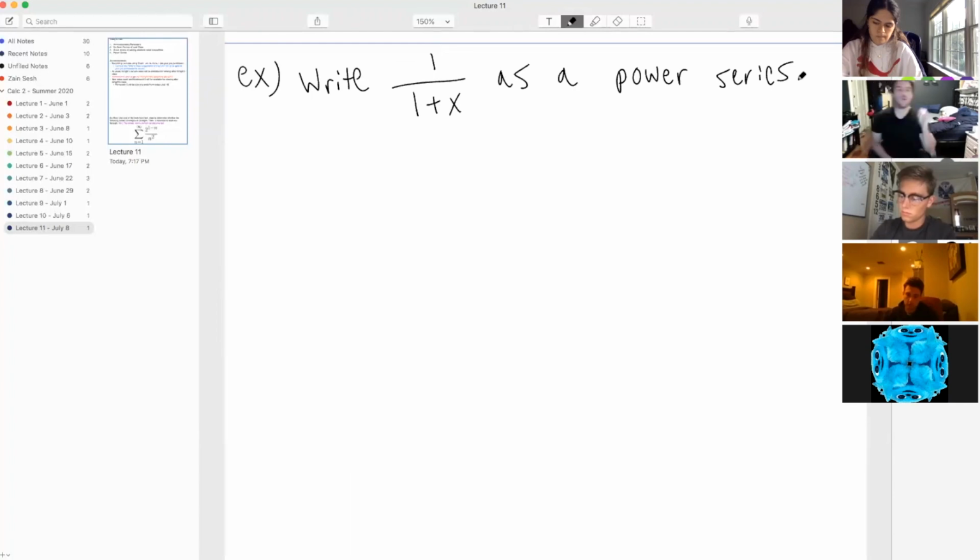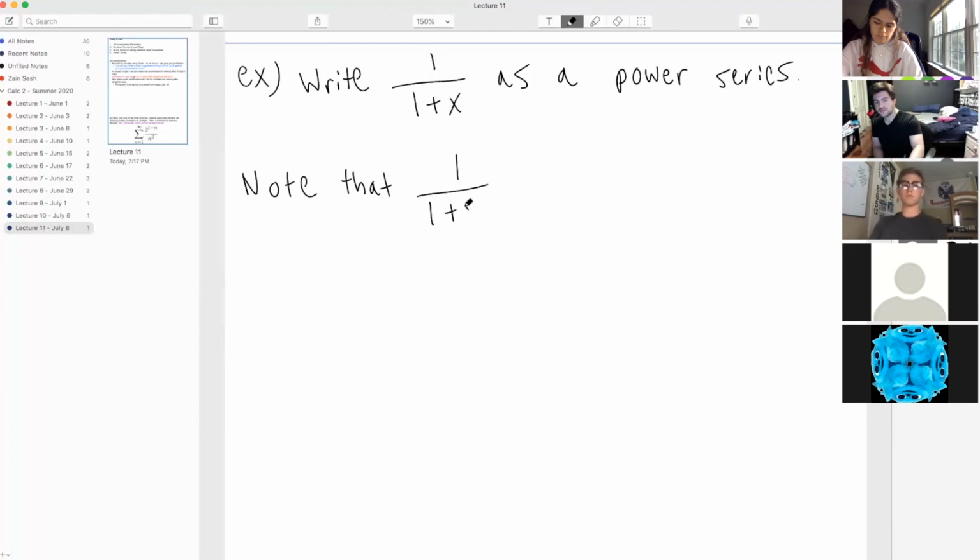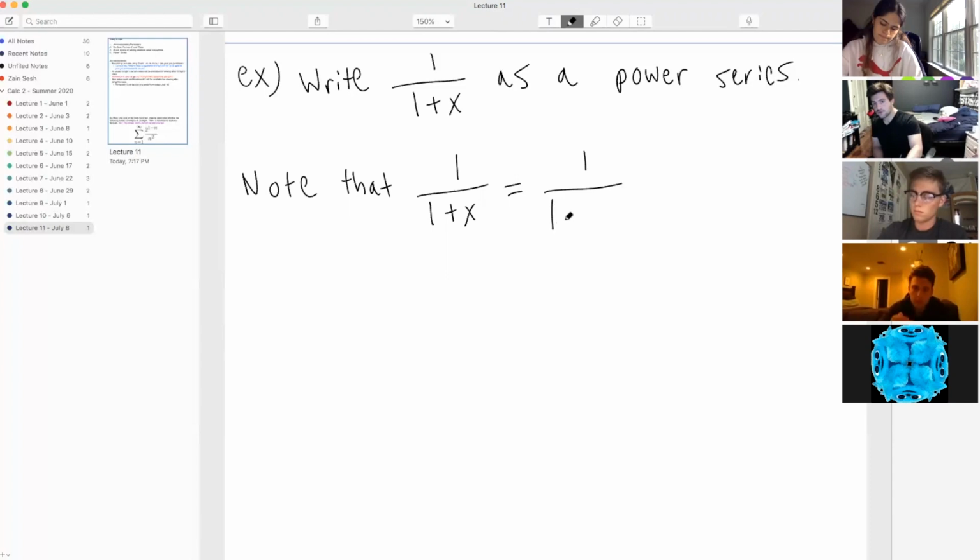All right, so we need to be a little clever. We just need to rewrite this guy as 1 over 1 minus something. So let's just do that. Note that 1 over 1 plus x, I hope you'll agree with me, is the same as 1 over 1 minus negative x. And the reason I did that is because our geometric series formula needs to have a minus sign in it. It's a over 1 minus the ratio.